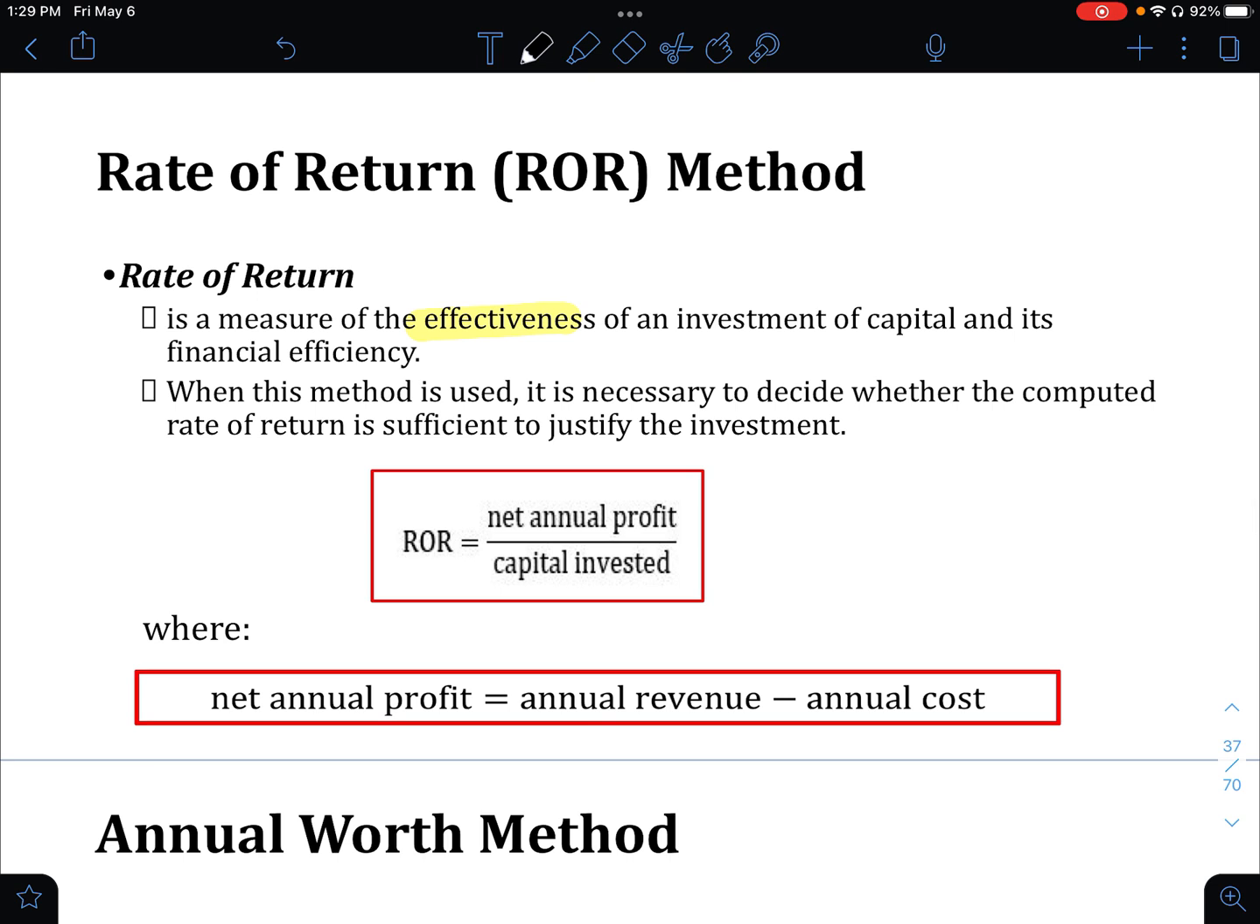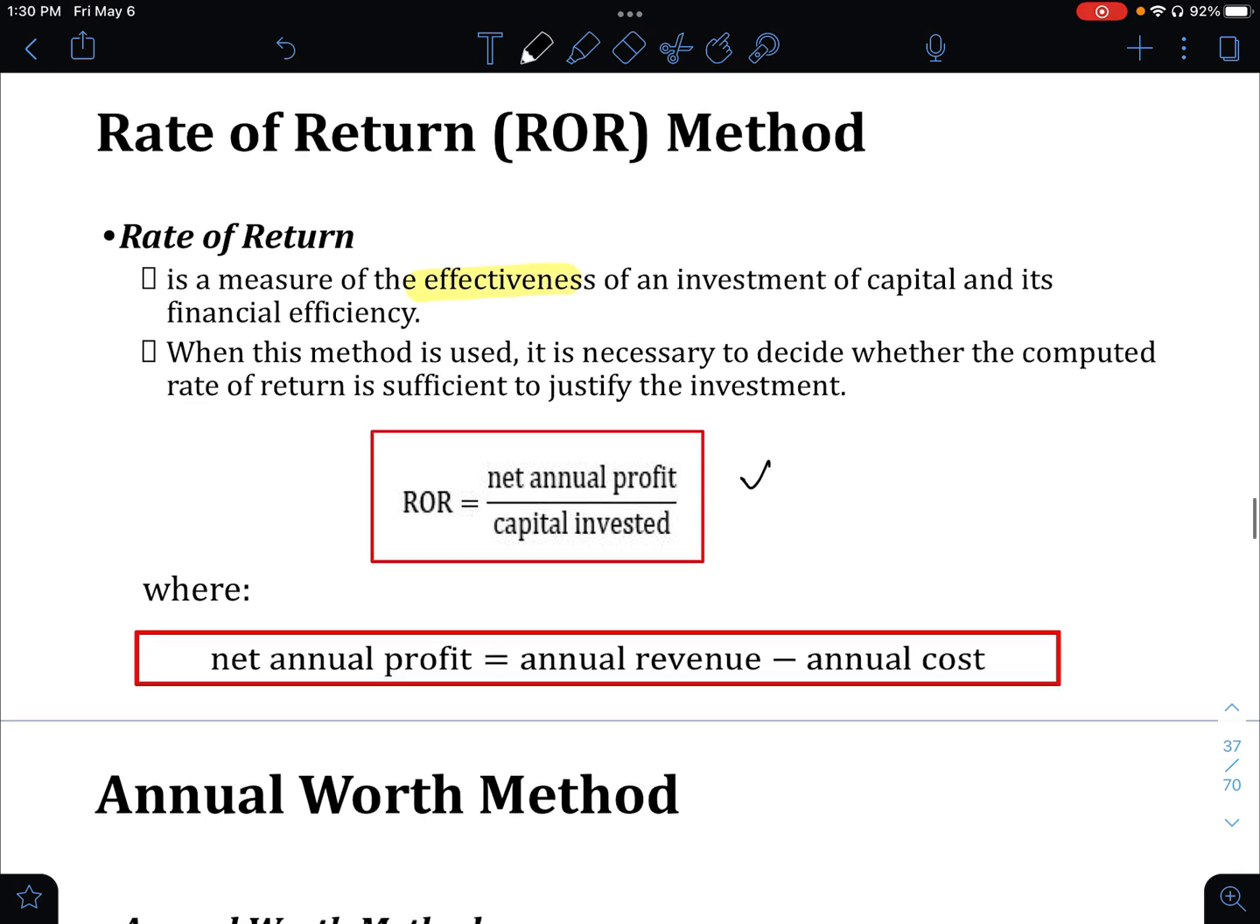So we use the rate of return method, in which the formula is the net annual profit divided by the capital invested. Net annual profit is just equivalent to the annual revenue minus the annual cost. So in a problem, there is a revenue and a cost annually. Okay, so remember that with the rate of return method.